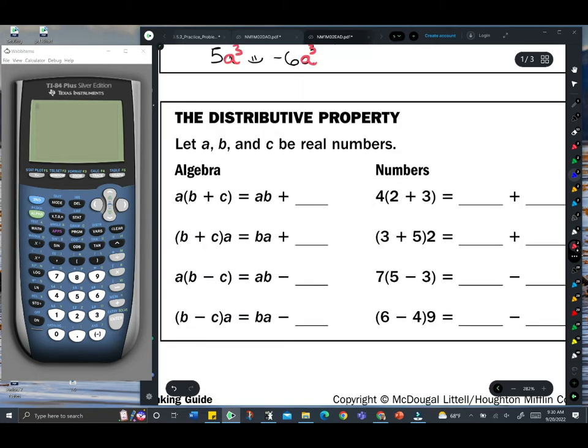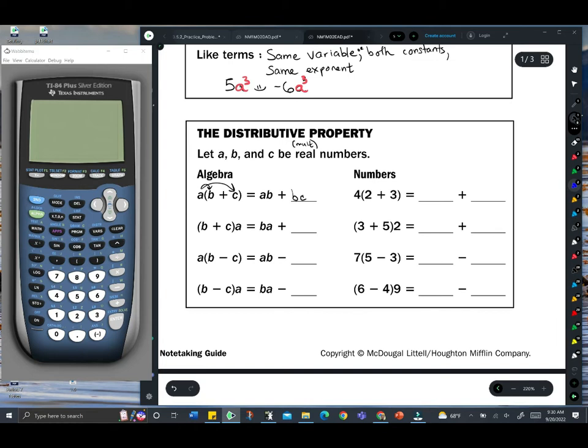So let's check out this distributive property here. The distributive property: let a, b, and c be any real numbers. So basically what we can say is a times a quantity is just like distributing it with multiplication. A times b plus a times c is what that would look like. For example, 4 times 2 and 4 times 3. You could simplify that and say that's 8 and that's 12. That's essentially what's going on.